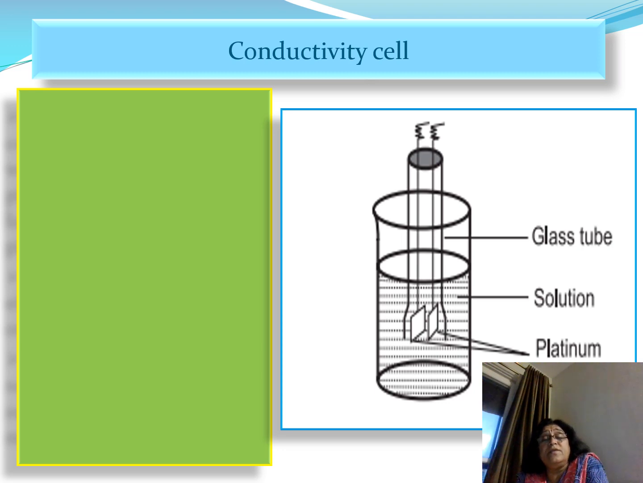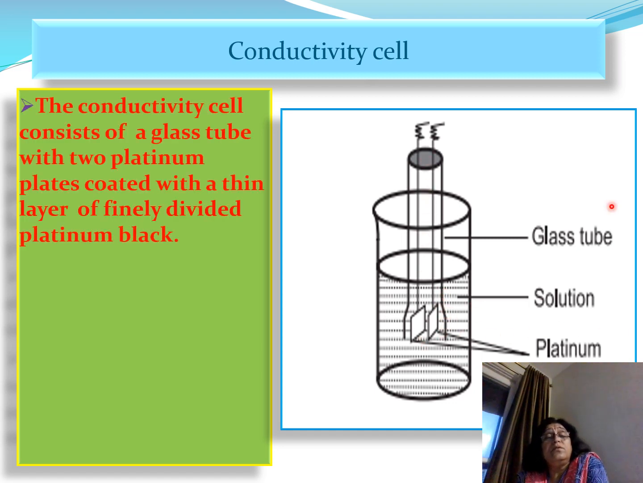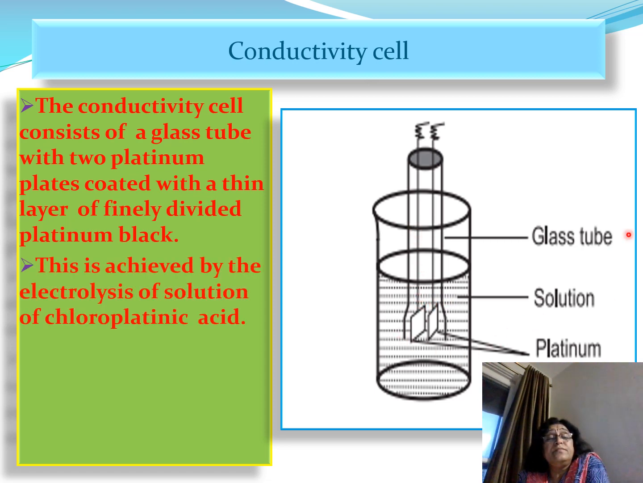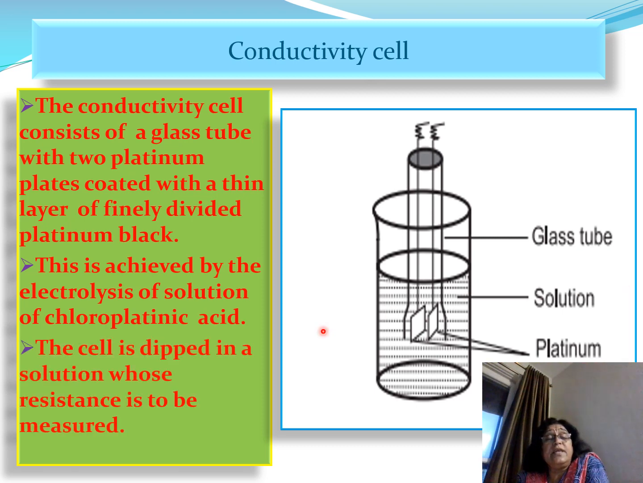So this is the conductivity cell. Here you see the glass tubes, solution and the electrode, platinum electrode. The conductivity cell contains basically a glass tube with two platinum plates coated with a thin layer of finely divided platinum black. So how do you put platinum black? This is achieved by electrolysis of a solution of chloroplatinic acid. The cell is dipped in the solution whose resistance has to be measured. So this is a conductivity cell.